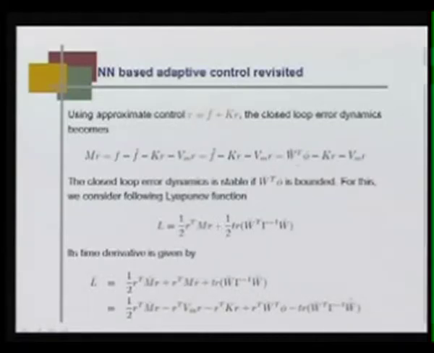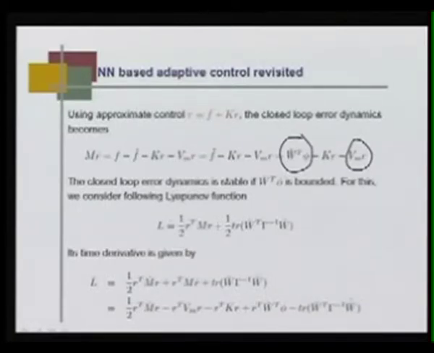Usually earlier we used to have tau as f hat plus kr plus Vmr. In that case this Vmr used to cancel out, and if f and f hat are exact, then simply M r dot is minus kr. But now we have extra terms here, and we have to find W hat dot such that the closed loop dynamics is stable, that is, W tilde transpose phi is bounded.